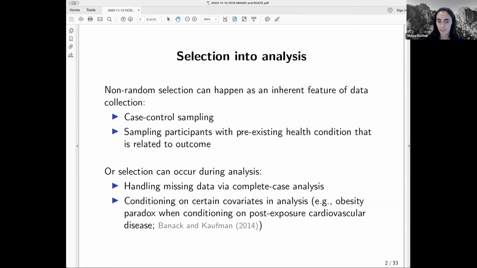Alternatively, or in addition, selection can also happen during analysis. So one example I'll be returning to is when we have missing data and we handle it by doing a complete case analysis. That's a situation where selection into analysis is based on just whether you're a complete case. It could also happen if we condition on certain kinds of covariates in analysis, like for example, post-treatment variables, and then we could end up with some kind of collider bias.